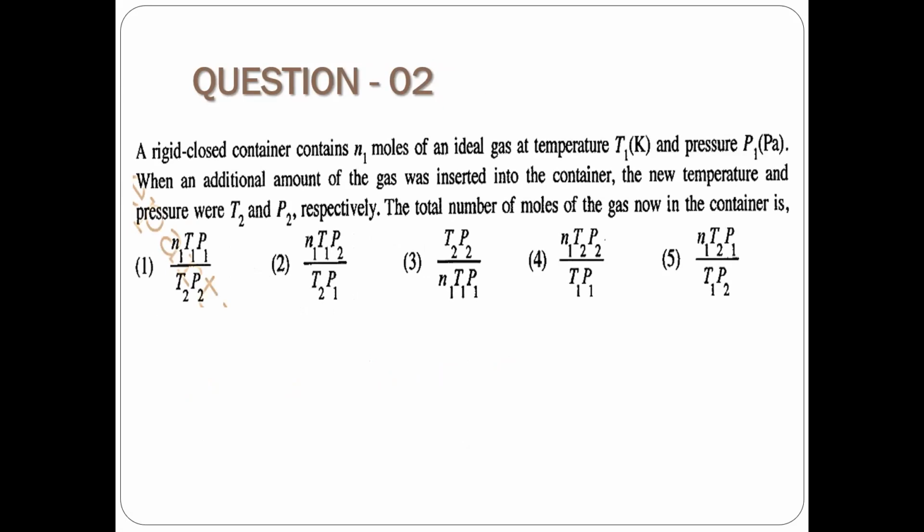A rigid closed container contains N1 moles of an ideal gas at temperature T1 Kelvin and pressure P1 Pascal. When an additional amount of the gas was inserted into the container, the new temperature and pressure were T2 and P2 respectively. The total number of moles of the gas now in the container. So let's write it.